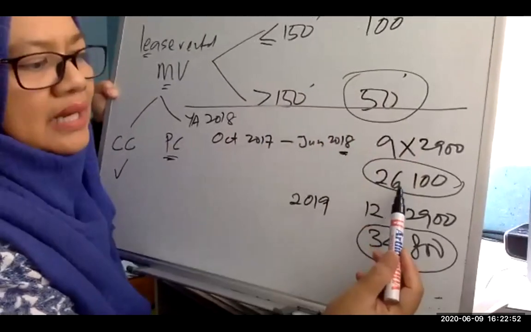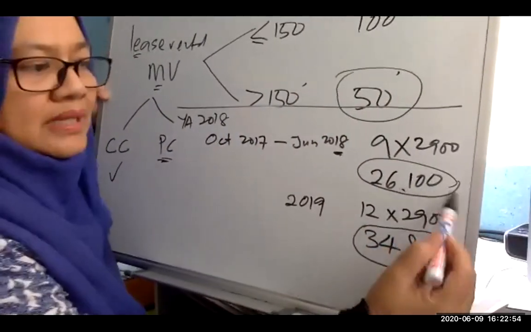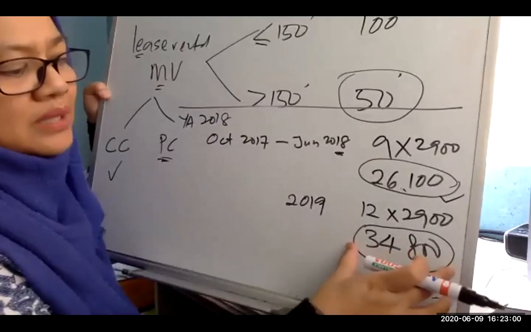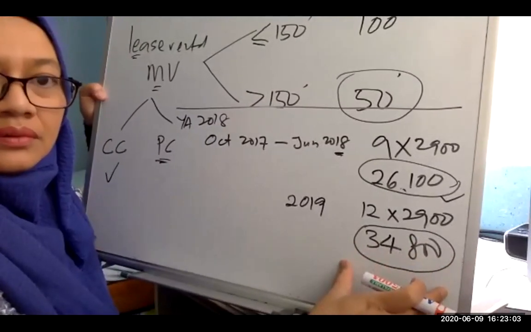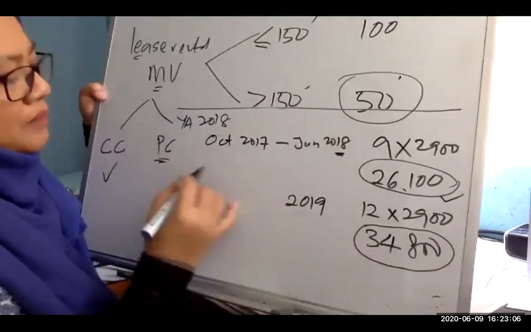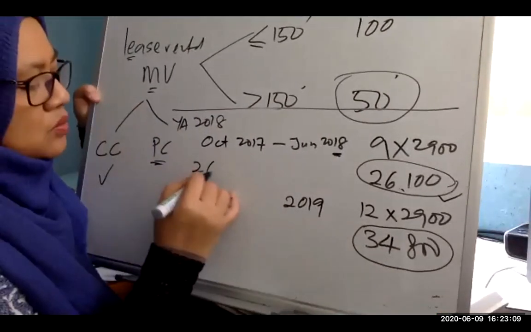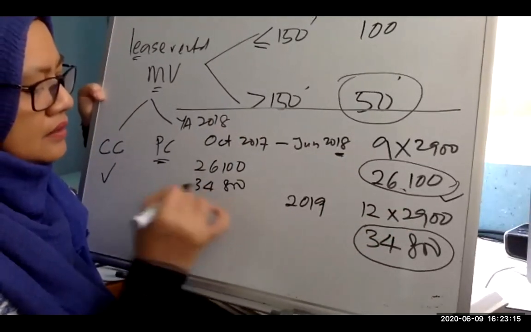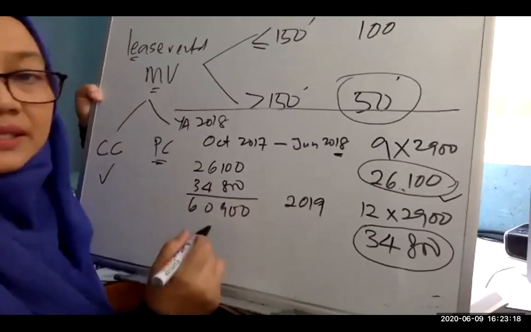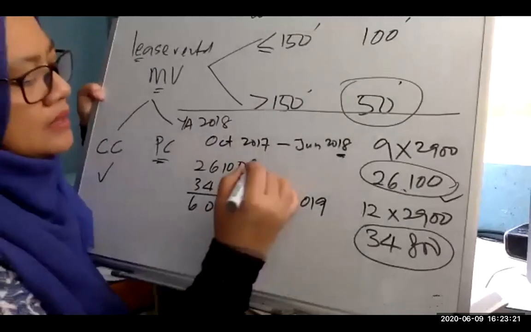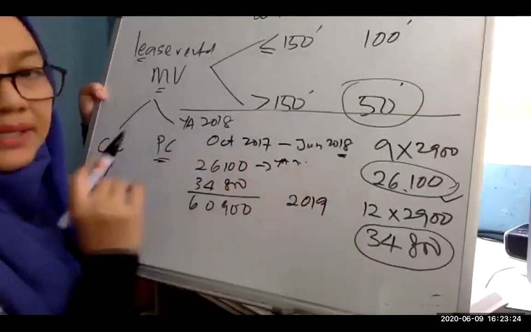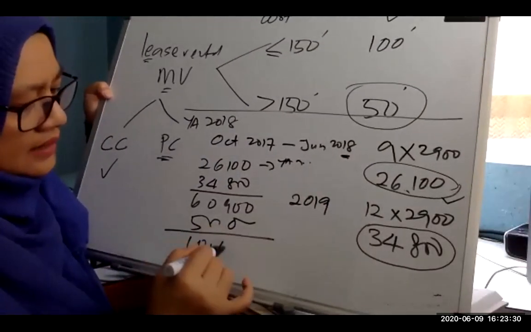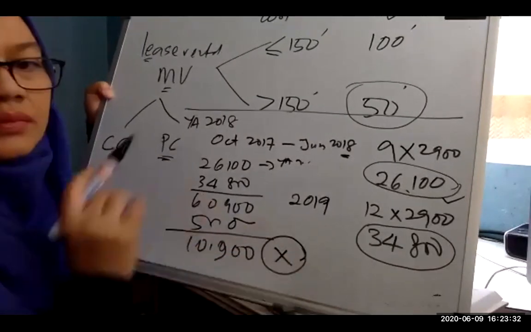So kalau 2018 you dah claim 26,100, this one is allowable tau. When you do your 2018 tax form, this amount is allowable. But when it comes to 2019, can you allow this amount? No. Partially. Why? Partially. So maknanya kalau 26,100, first year dah claim, second year you incur another 34,800, total 60,900. Betul. Kan? So maknanya sini YA 2018 is allowed. So kat sini dah extra 50,000. Kan? So the excess 10,900 is the one that you have to add back.